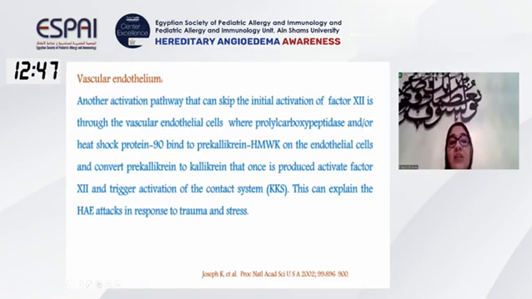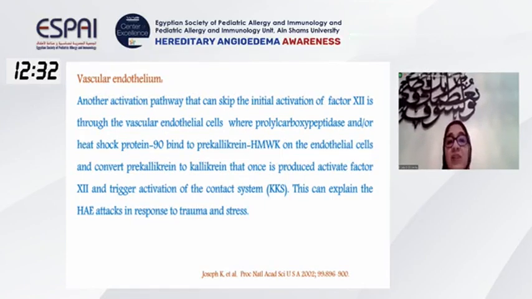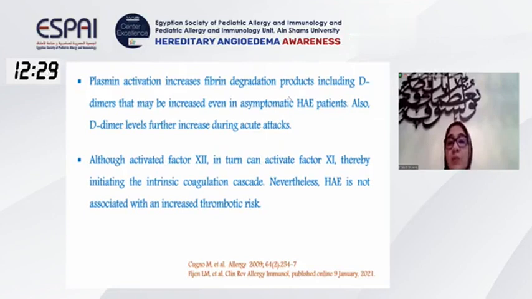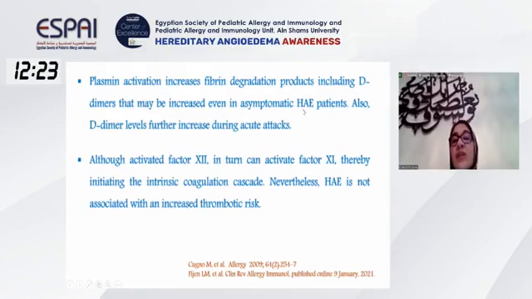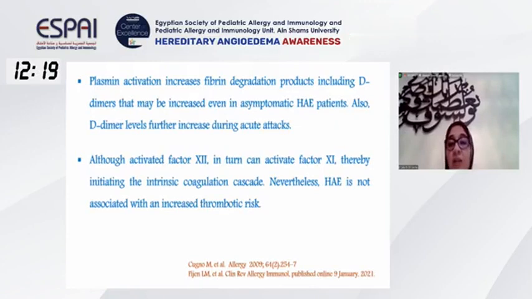Heat shock protein, as we know, is a protein expressed on cells and in eukaryotes in general, and this can explain the attacks of hereditary angioedema in response to trauma and stress. Plasmin activation increases the fibrin degradation products, including D-dimer, that may be increased even in asymptomatic hereditary angioedema. So it is not strange to find the D-dimer elevated during the attacks of these patients.